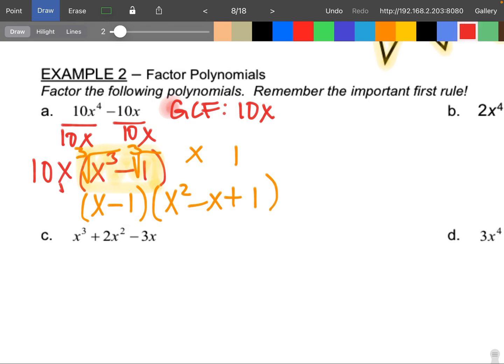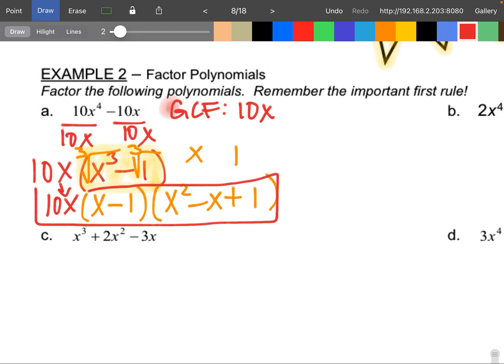And this little 10x, the GCF, it's like your little sibling you took to the mall. You can't forget about them. They need to make sure that they make an appearance at the beginning of the problem when you are finished, because we divided it out, but it's still there. So if I was to redistribute the 10x, the x minus 1, and the x squared plus x plus 1, I would end up back at my original problem of 10x to the fourth minus 10x.